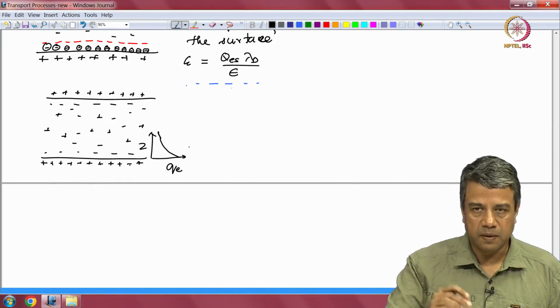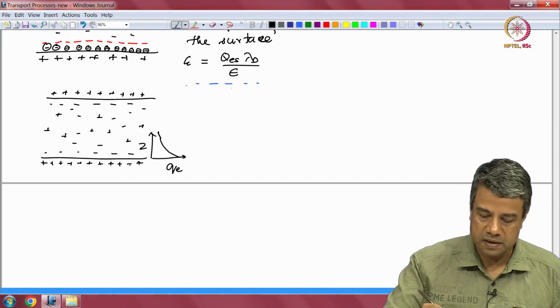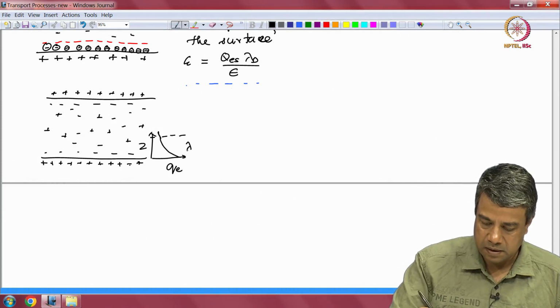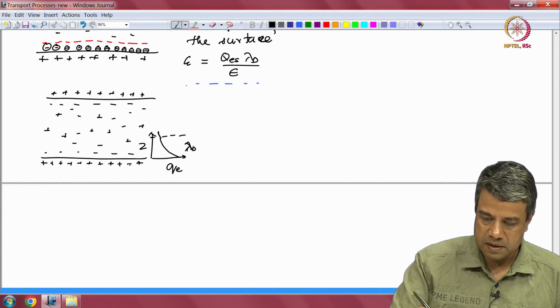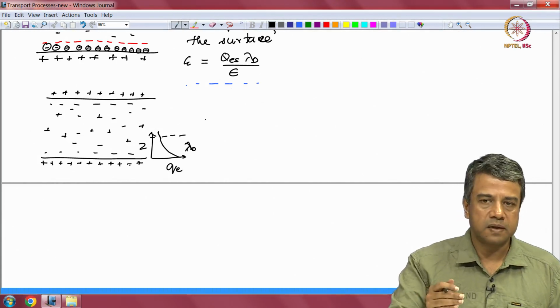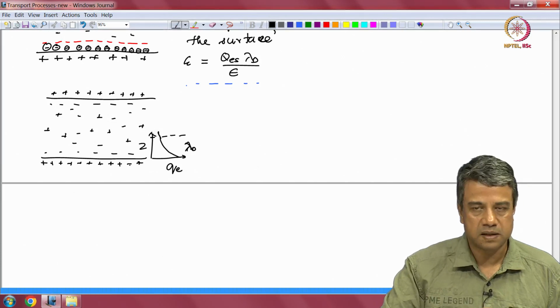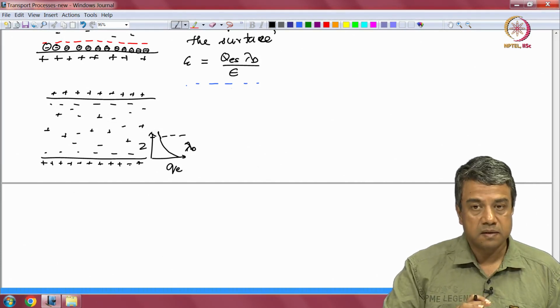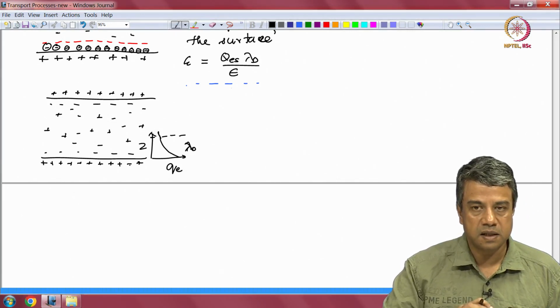And so, the bulk of the fluid, over distances large compared to this Debye layer length lambda d, the fluid is essentially neutral. There are no net charges. So, this is for the charge density profile close to a surface.